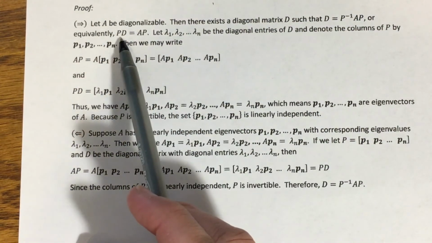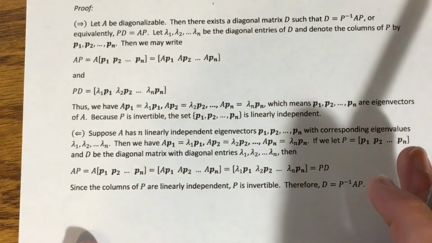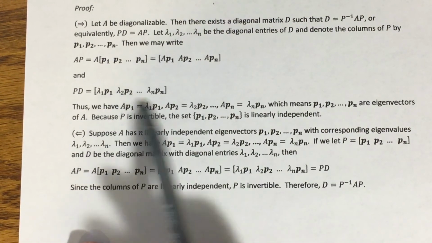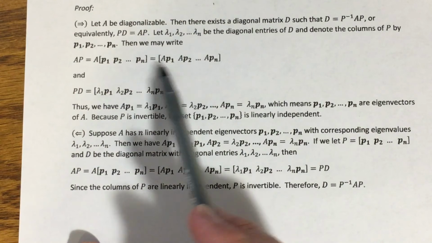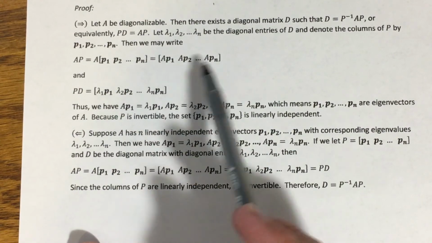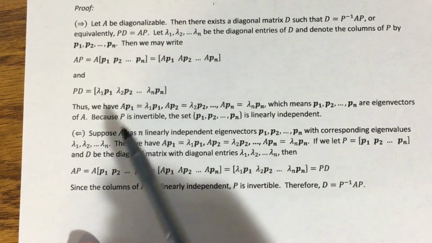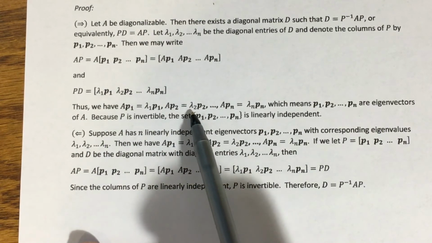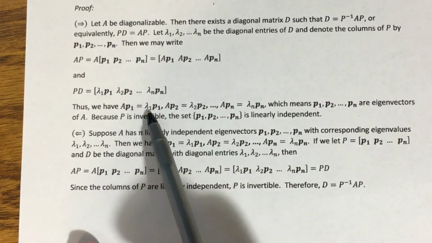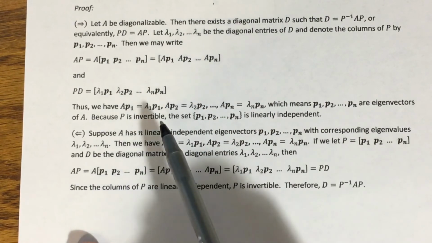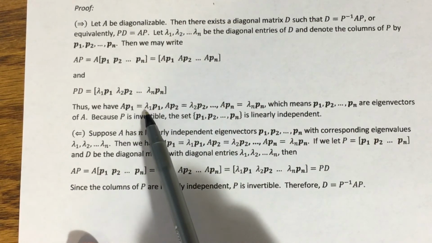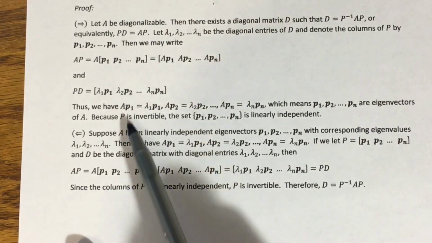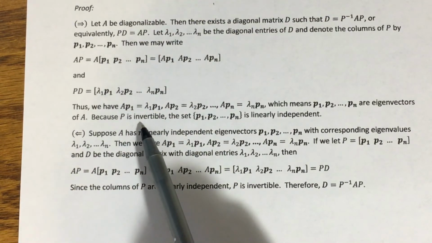But we said that PD and AP are equal to each other. That means this matrix is equal to this matrix, which implies that their columns are equal to each other. Corresponding columns are equal to each other. So AP1 is equal to lambda 1 P1. AP2 is equal to lambda 2 P2. And this is what it means for something to be an eigenvalue of a matrix, right?